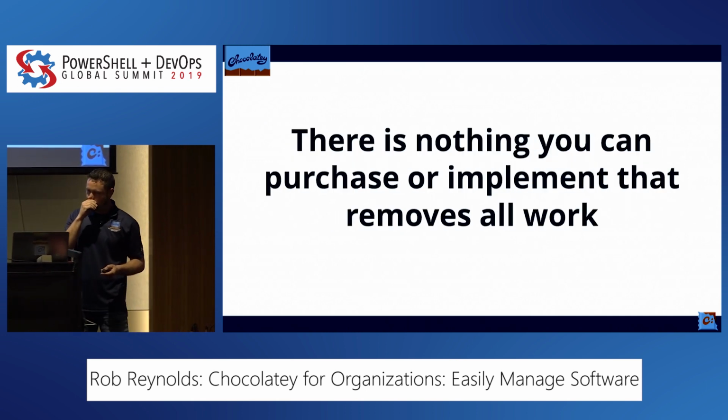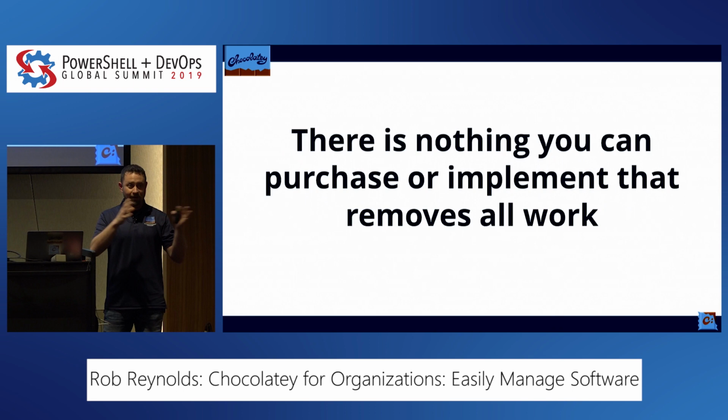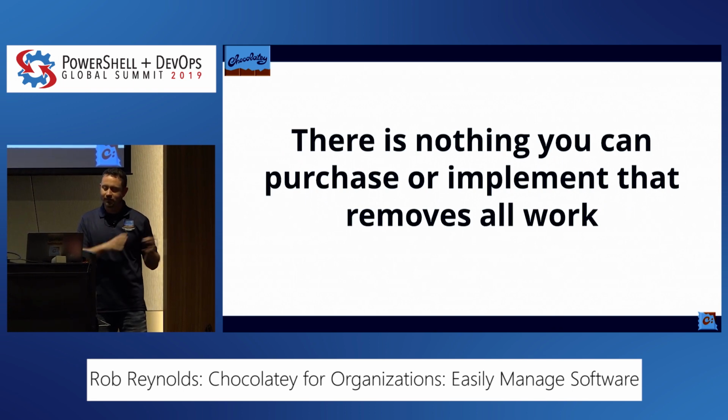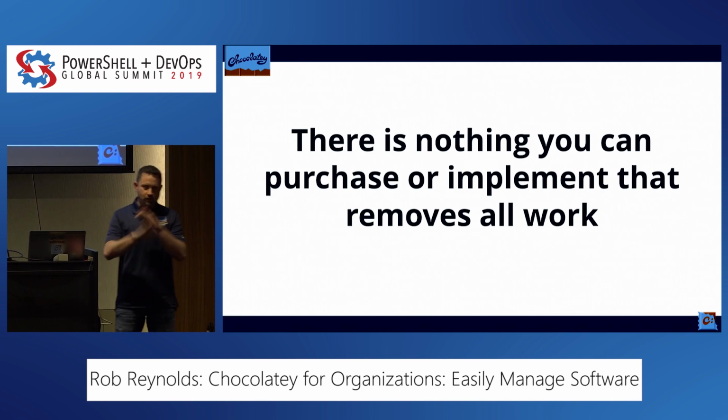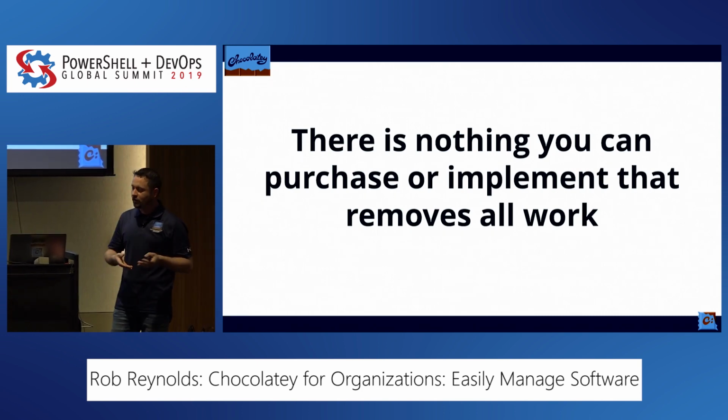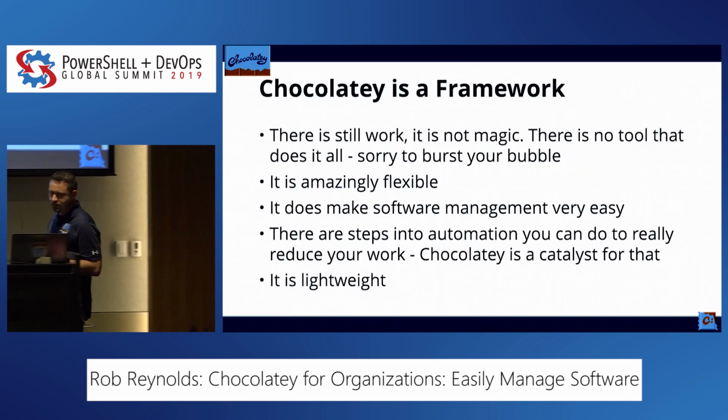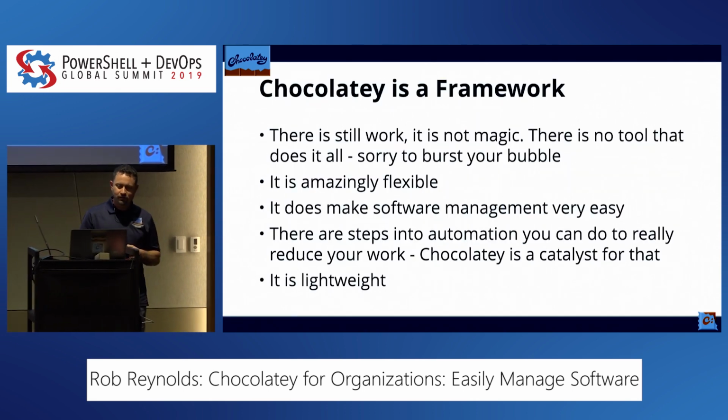The thing about reality is there's really nothing that you can buy that's out there that can really take away all that work. You can't throw enough money at something to get rid of it. So I think sometimes, in purchasing departments, you've got CIOs who say, oh, we buy this thing and it's going to solve all our problems. And Chocolatey can help with that. But it does take some work, right? So it's not magic. It is a framework.